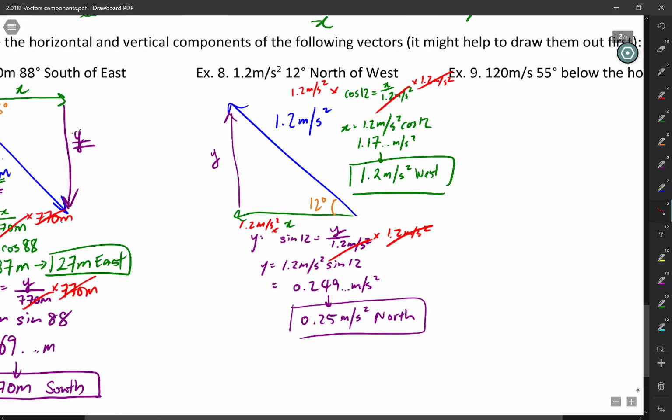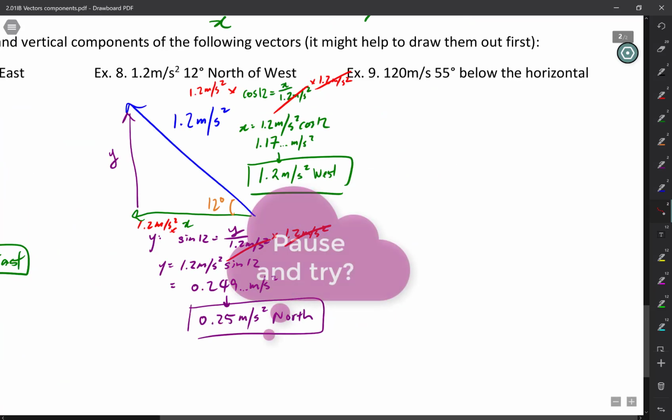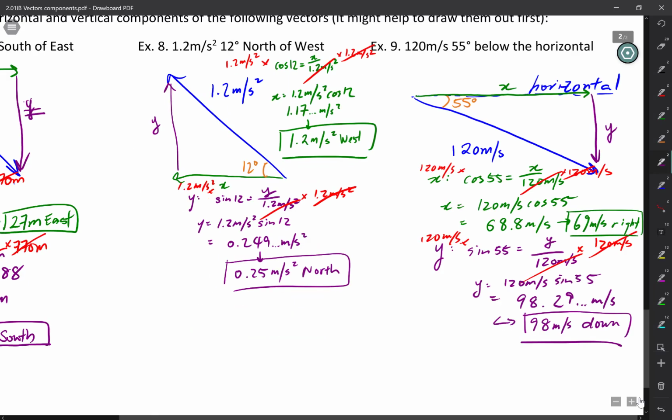And here is example number 8. If you struggle with example number 8, well, give number 9 a try. Pause the video, and again, I will go over example 9 just like example 8. Here is the finished example of number 9.